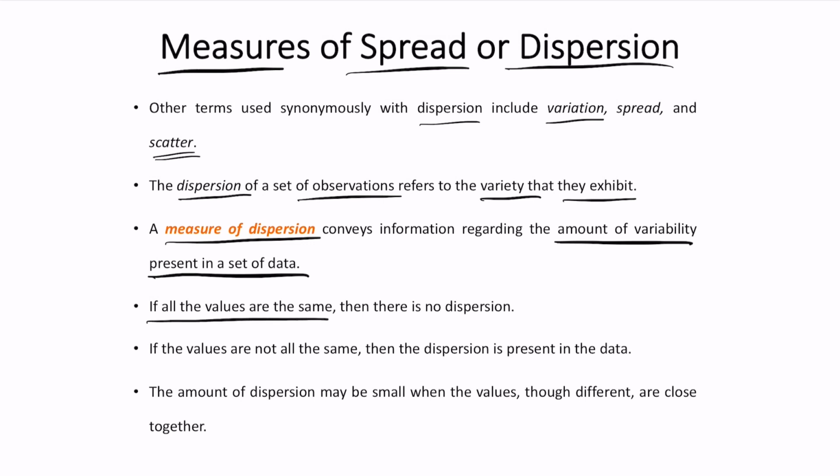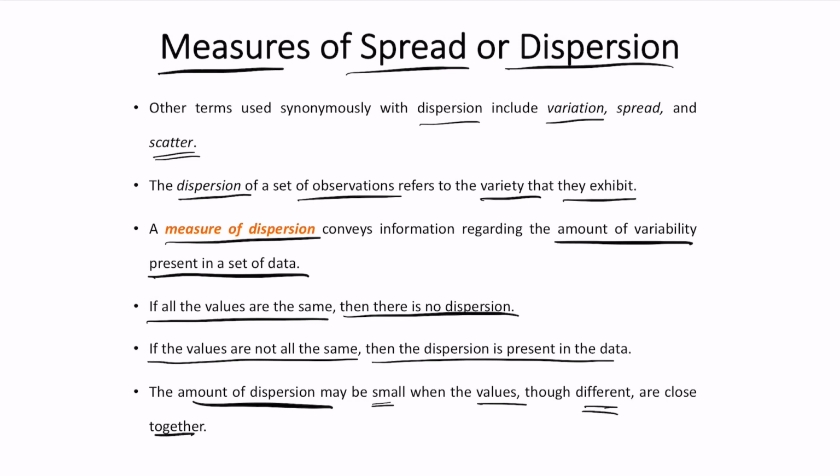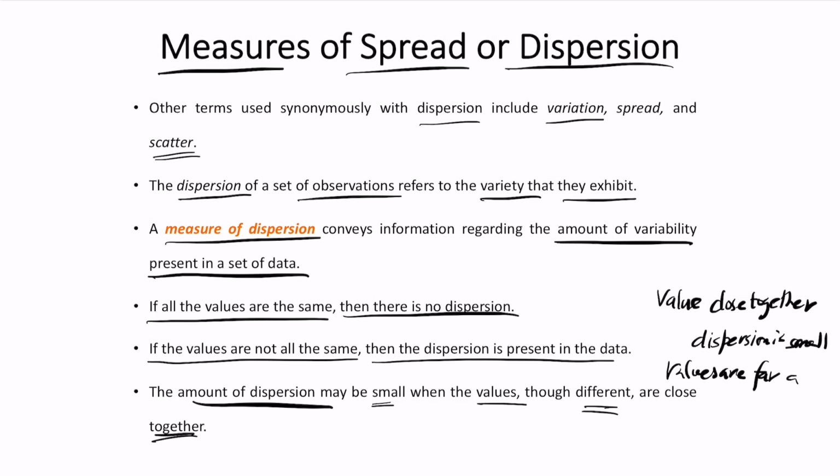If all the values are the same, then there is no dispersion. But if the values are not all the same, then dispersion is present in the data. The amount of dispersion may be small if the values, though different, are really close together. So when the values are close together, the measure of dispersion is low. When the values are far apart, then the dispersion is large. This is the idea behind the measures of spread or dispersion.